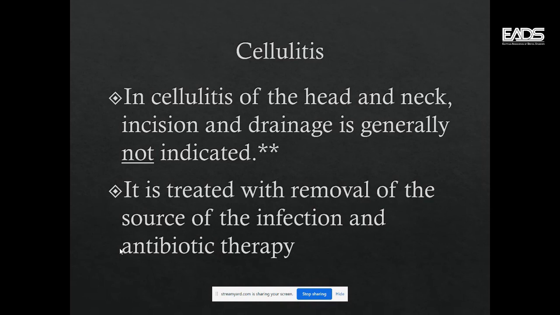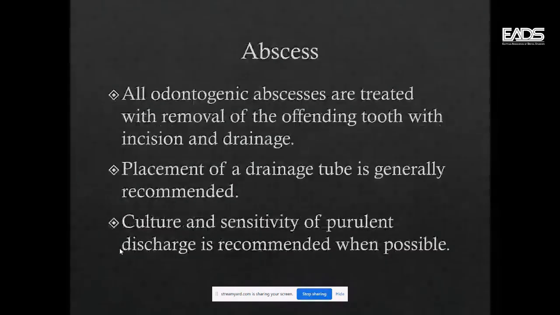For cellulitis in the head and neck, incision and drainage is generally not indicated. It is treated with removal of the source of infection and antibiotic therapy usually alone. As for the abscess, it is treated with removal of the offending tooth with incision and drainage. We place a drainage tube, which is usually recommended, and we also advise culture and sensitivity of the purulent discharge when recommended.